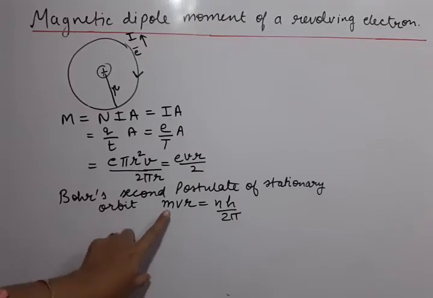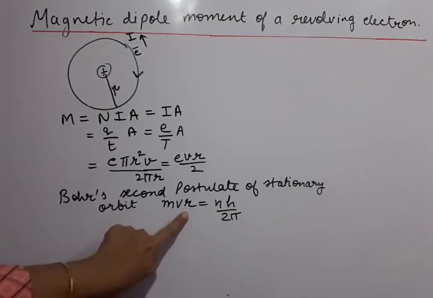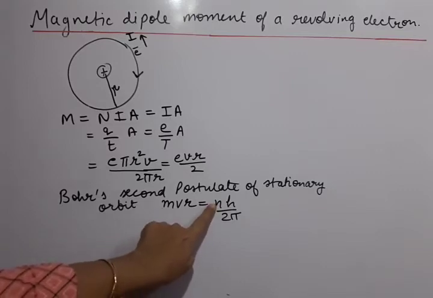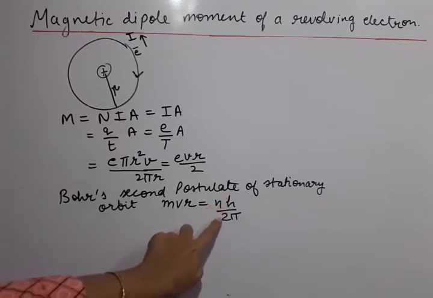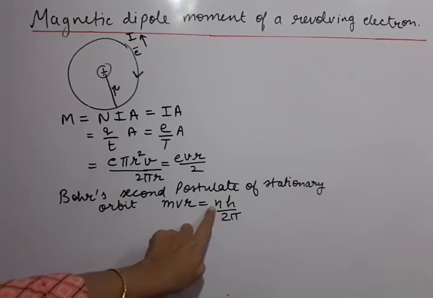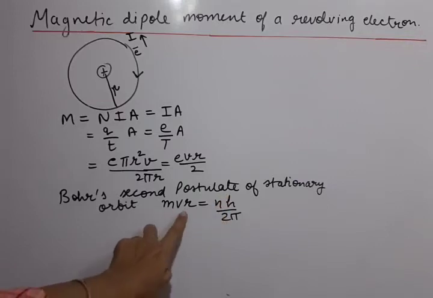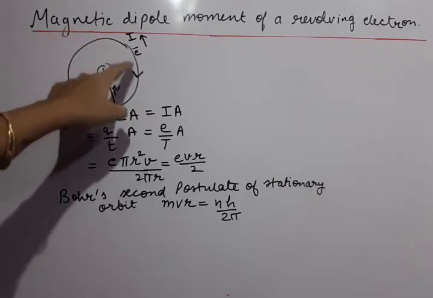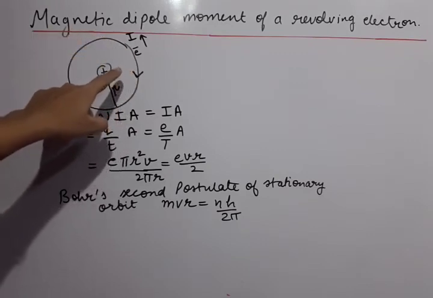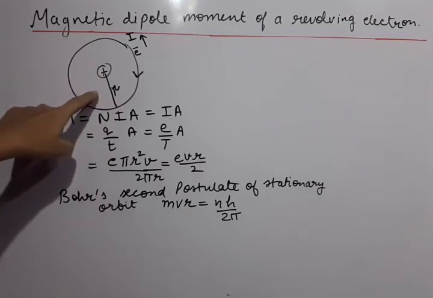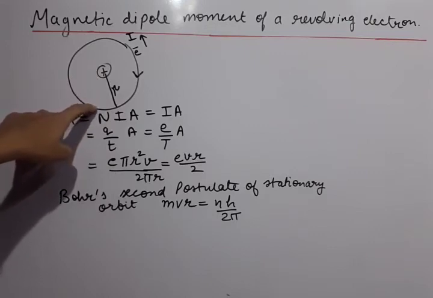Only that orbit in which electron's angular momentum, that means mvr, is an integral multiple of h upon 2 pi. N means integral multiple of h upon 2 pi. h is Planck's constant. So only in those orbits can the electron revolve without losing energy. That's why in hydrogen the first orbit is possible, the first orbit of 13.6 energy.